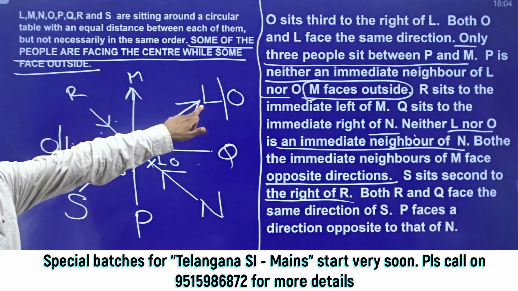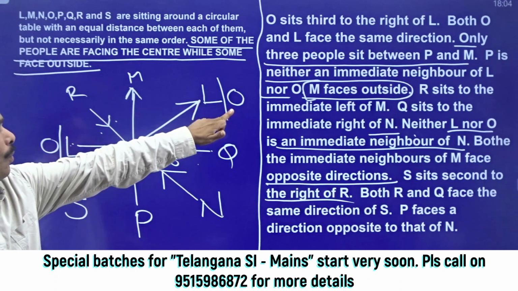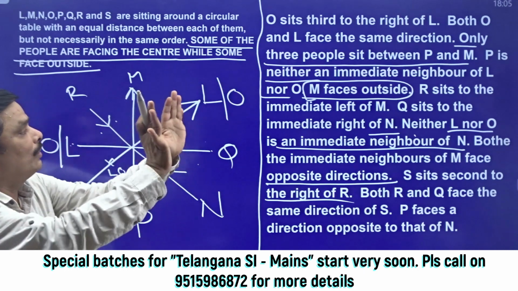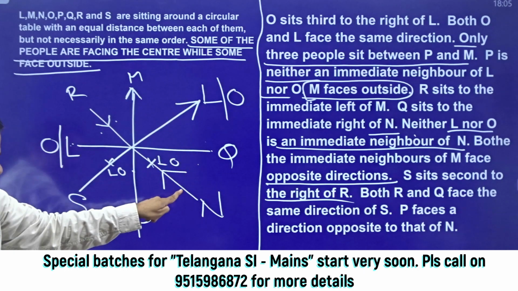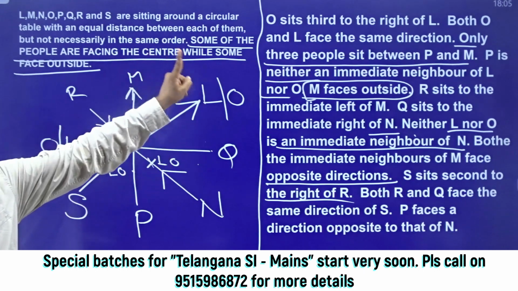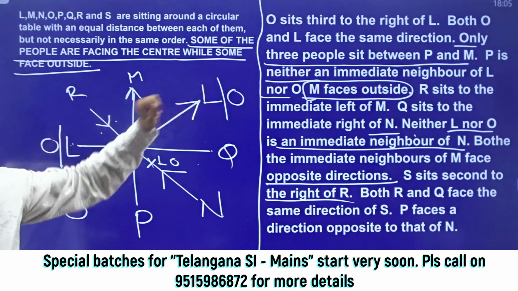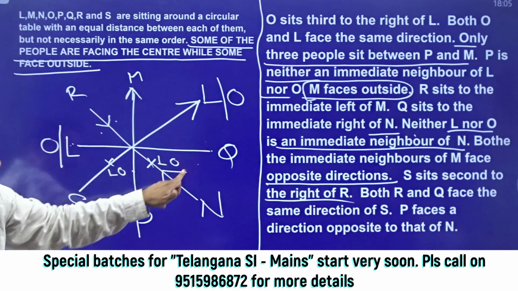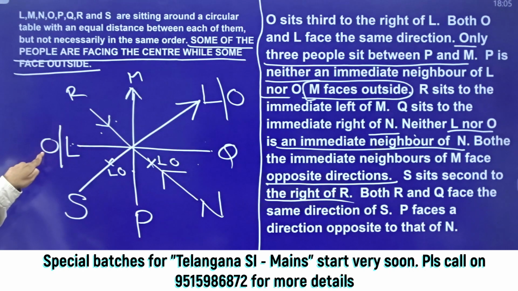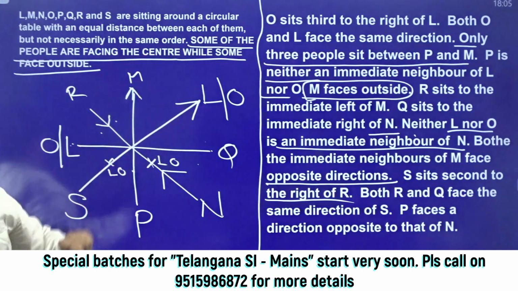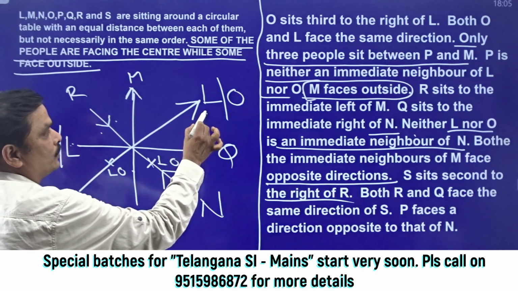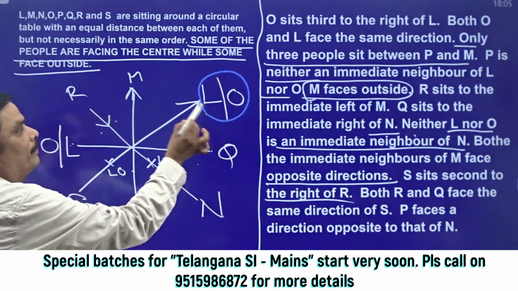Suppose I keep L here, only two persons, L or O. If I keep L here, O must be third to the right of L. So third to the right of L means first, second, third. Here it should be O. If I keep L here, L must face outside because this place is facing outside. If L is here, right side 1, 2, 3, it must be O. But that is not possible because O can be here. ORL or LRO. That means for L, this place is not suitable. I am taking out L from here.